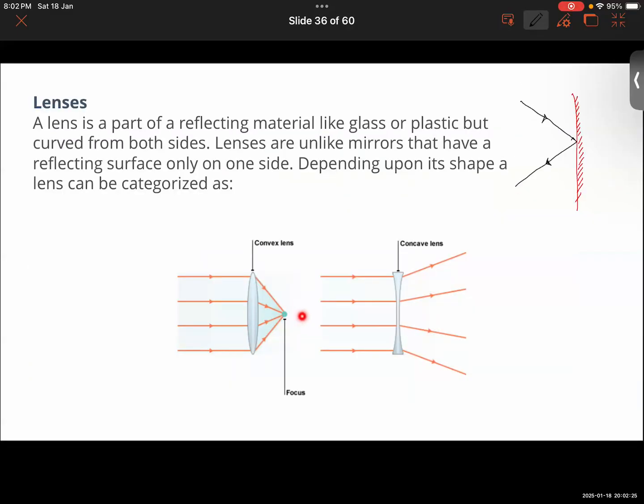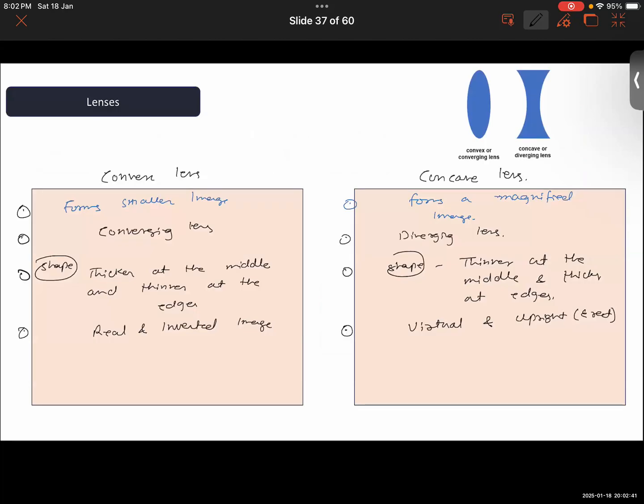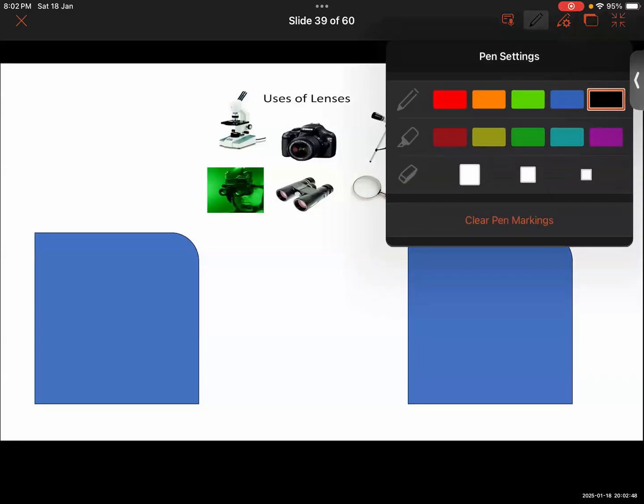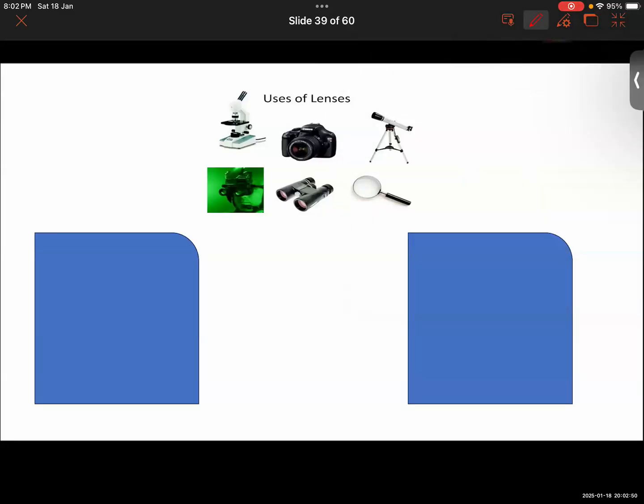You will see that a bright image of the sun forms. A bright image of the sun forms behind the convex lens, particularly. So there it is particularly used. So that is the convex lens. Let us talk about the convex lens first.